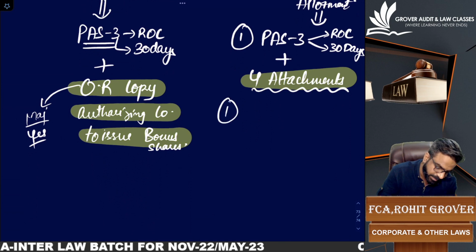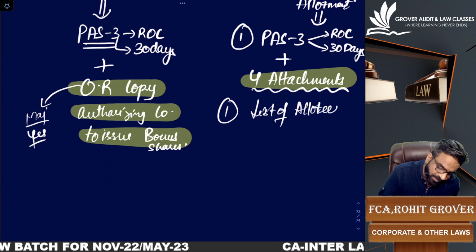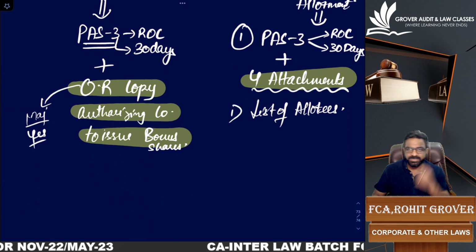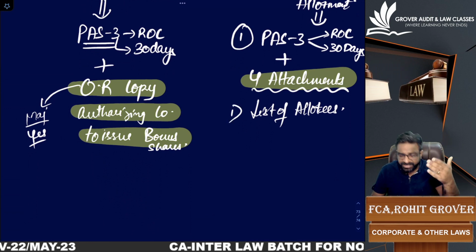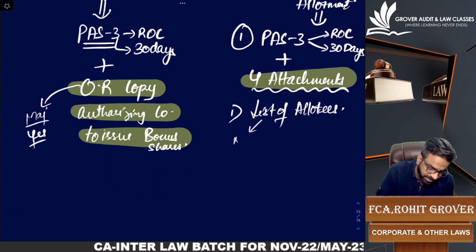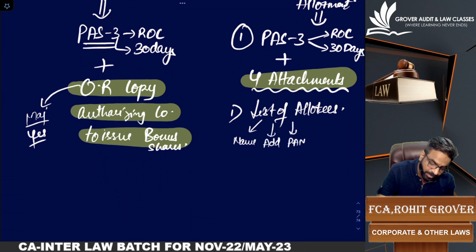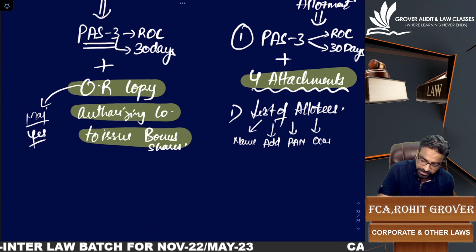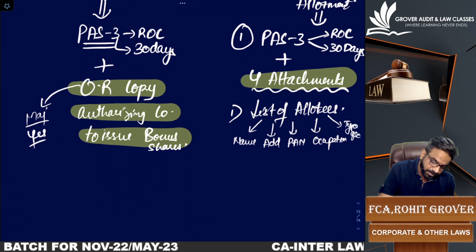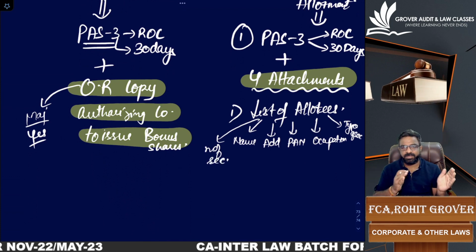Point number 1: list of allottees. What do we mean by list of allottees? To whom you have allotted the shares, that list we have to file with the ROC. What is in that list? Name, address, PAN number of allottees, occupation, type of security, number of securities, all this information will be given in the list of allottees.